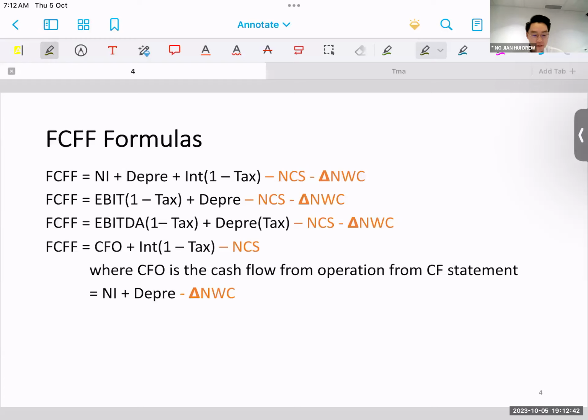All right, so let's see what these slides show. This slide gives you a quick summary of all the FCFF formulas. In case you need a quick reference, refer back to this slide. It's just a summary of all the formulas. Of course, we'll explain them in detail step by step.